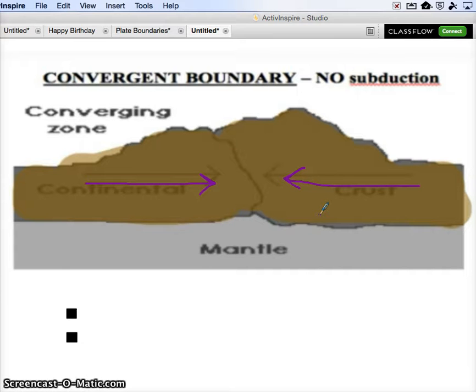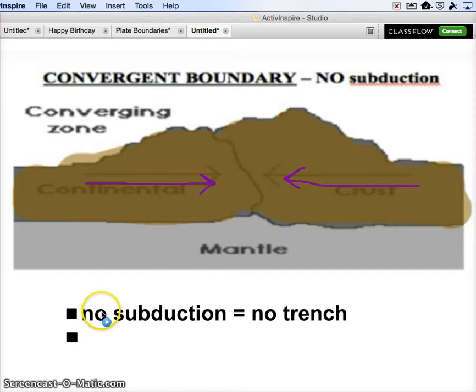Since they can't go down, they go up, and we create this tall area of rock that would be a mountain, or in real life it would be a long line of mountains. Since neither plate is subducting, you will not get a trench formed. And again, with no subduction, there's no crust to melt to make magma, so you will not have volcanoes.